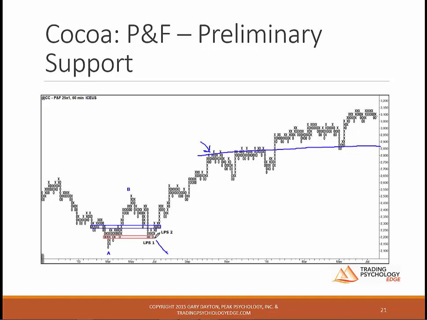Hang on a second. Okay. Wasn't quite sure what I was looking at here in my notes.